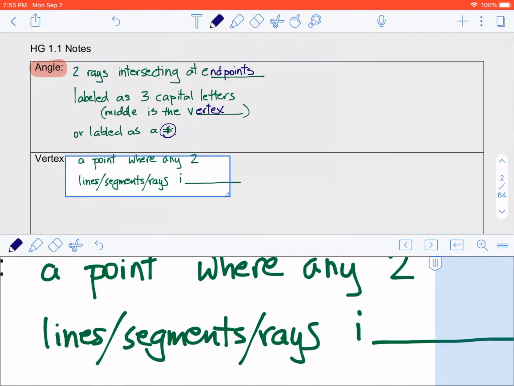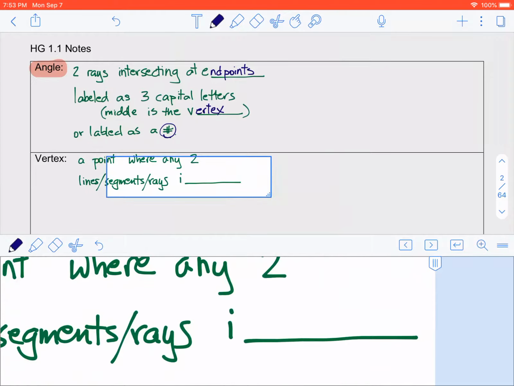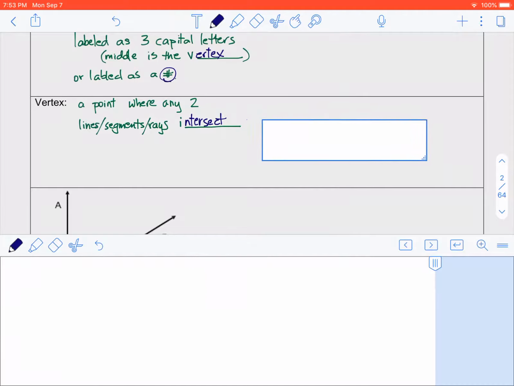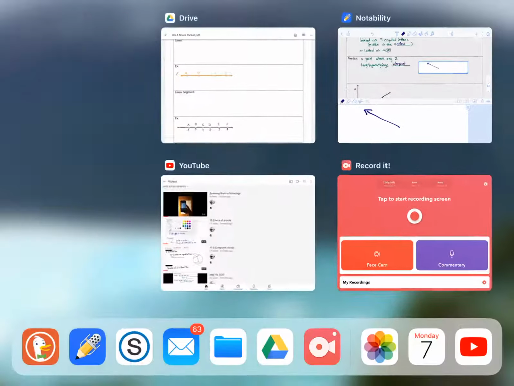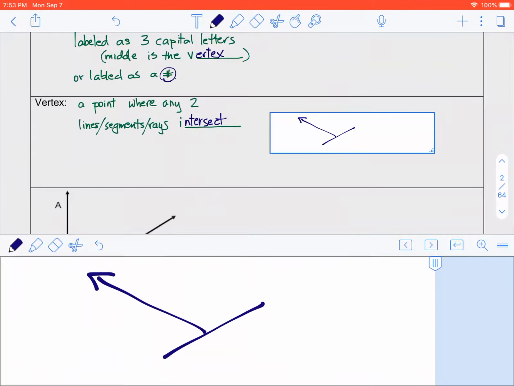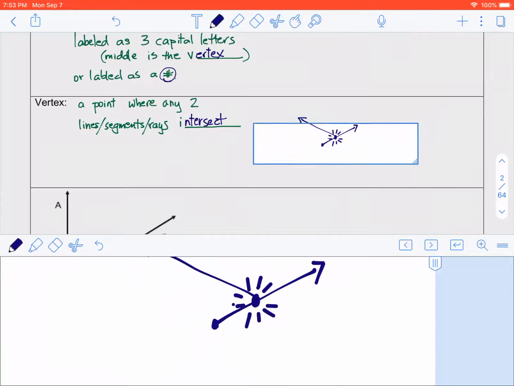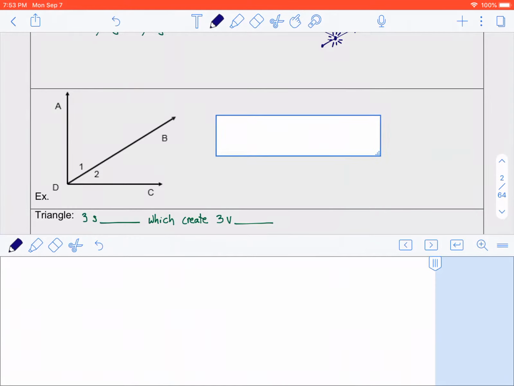All right, what is a vertex though? A vertex is a point where any two line segments or rays intersect, right? It's where they meet up. Think of it kind of like a corner. So let me do a little drawing of this. There's a ray, and there we get the line. Notice they share a point, and that point is the vertex of three different angles, right? I didn't give it a name, but I did highlight it to show what a vertex can be. So think of it like a corner.